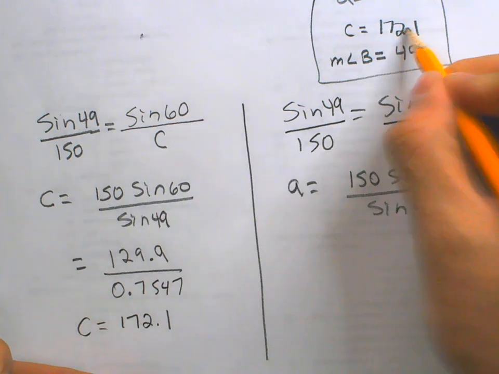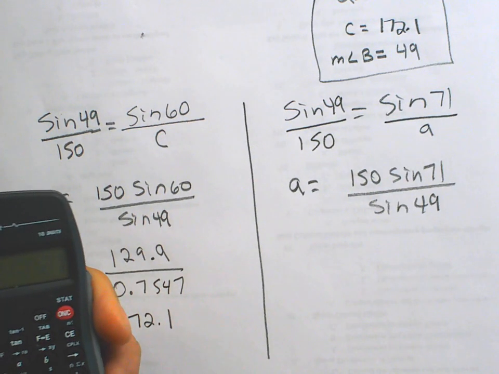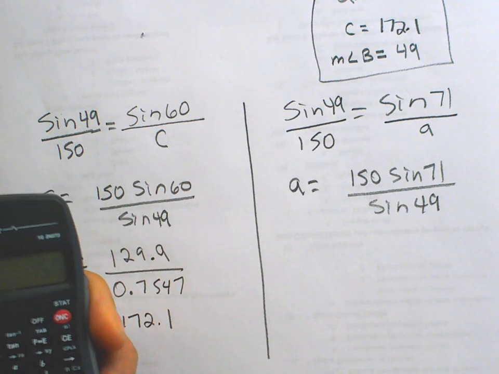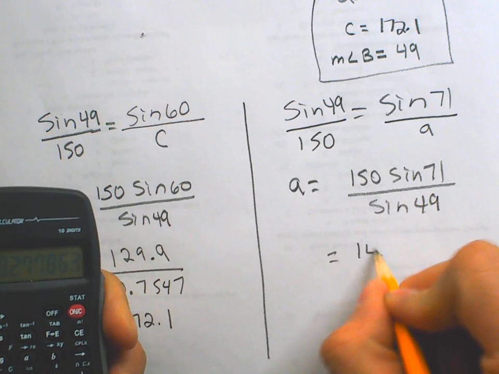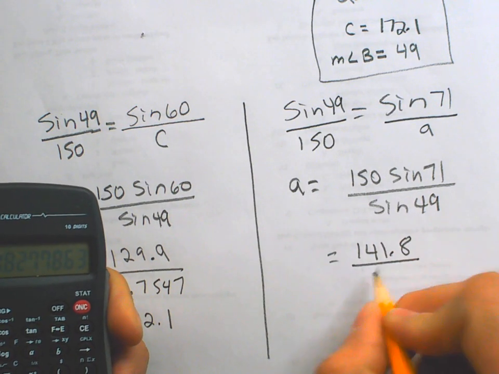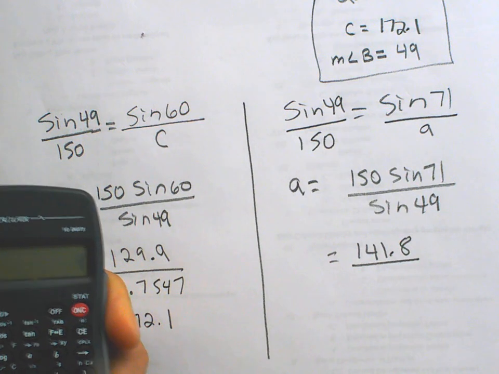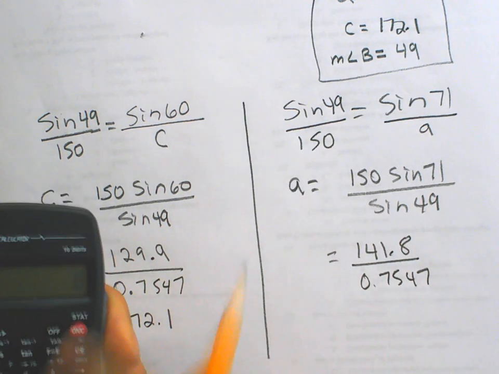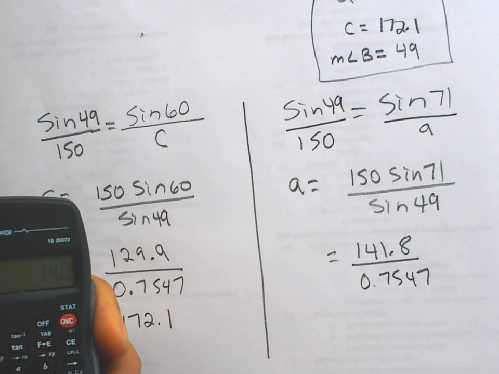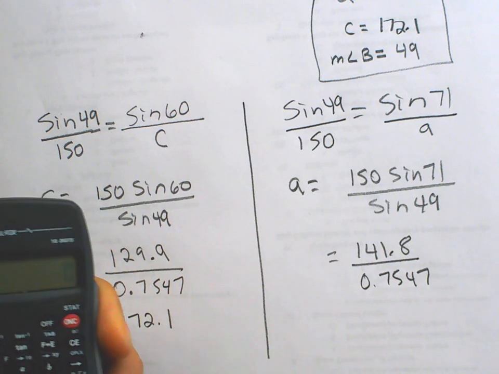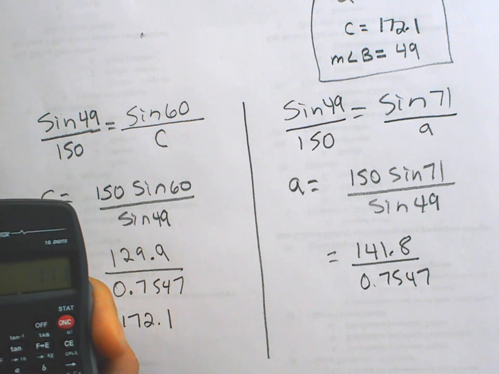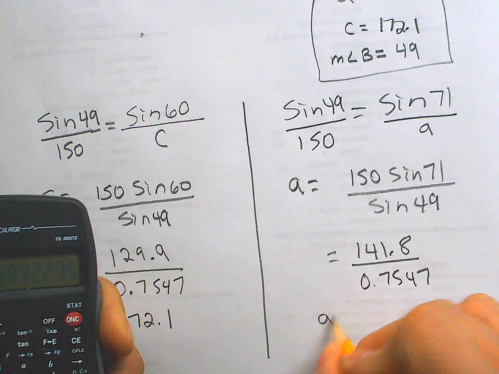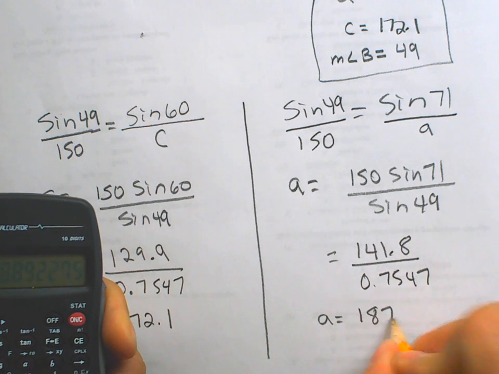Now I'm going to do the same thing for this side. 150 times the sine of 71 is going to give me 141.8 over the sine of 49. So 141.8 divided by the sine of 49. Type that in. And you guys can always check my math if I made any mistake. That's going to be about 187.9.